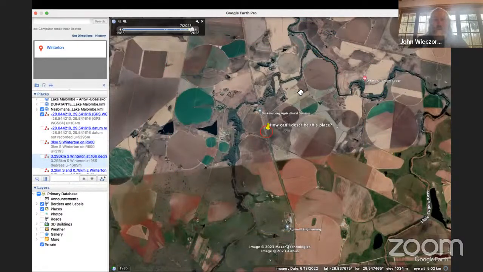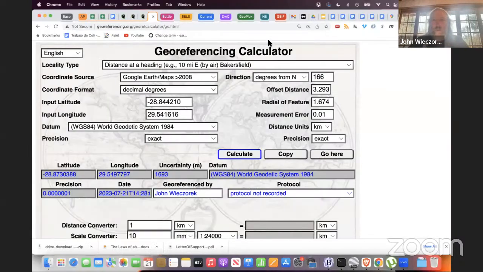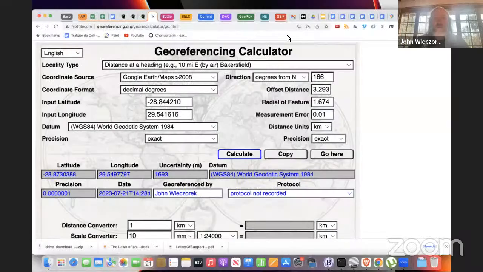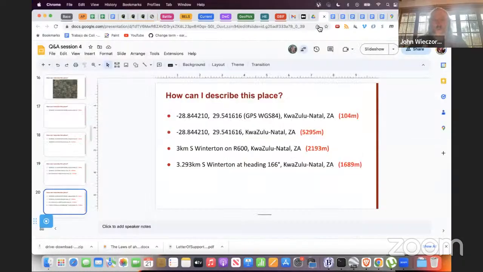And I'll go back to the other example, which again, I'm unable to get to my presentation. So let me stop share, start share again. Sorry about this. Go to the presentation.